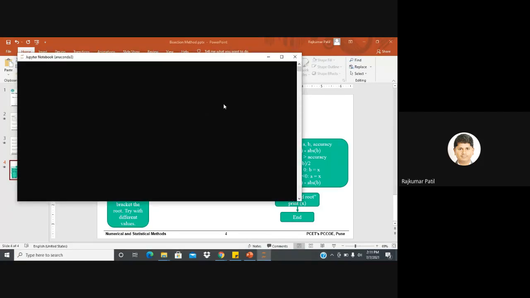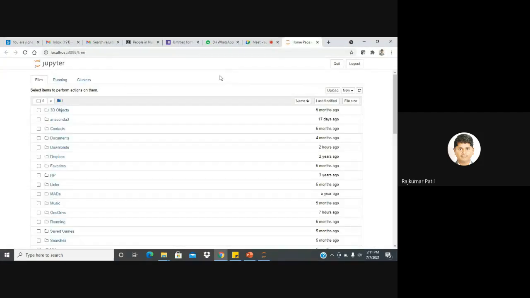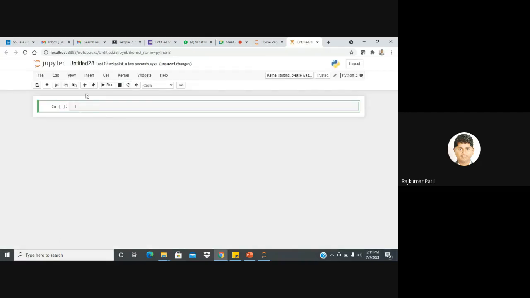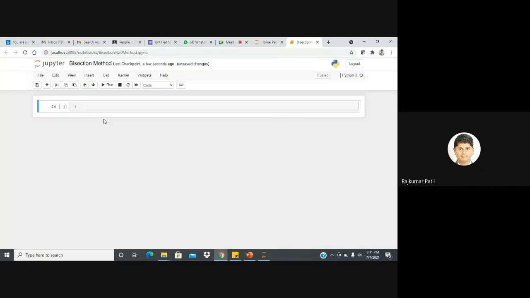When you click on that, a window will pop up and you can see a local host that can be used for writing the code. Again, here you can go to new and there is the option Python 3. So click on it, a new window will open, and here you can write the code. And also you can rename the file. So I'm renaming it as bisection method. So the name has changed, and now I will start writing the code.